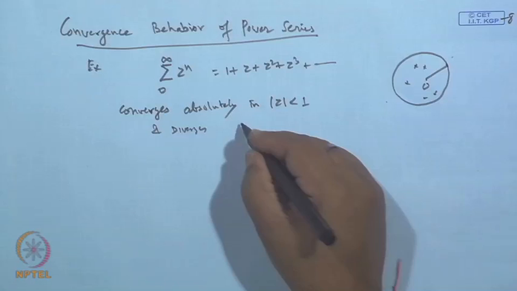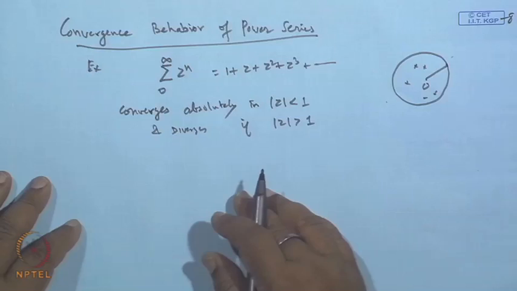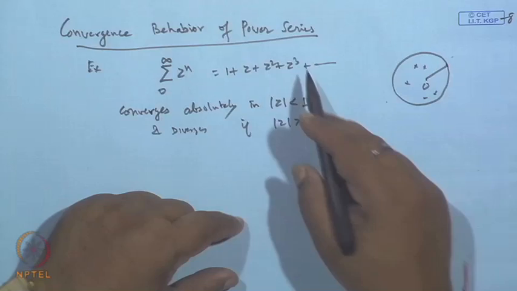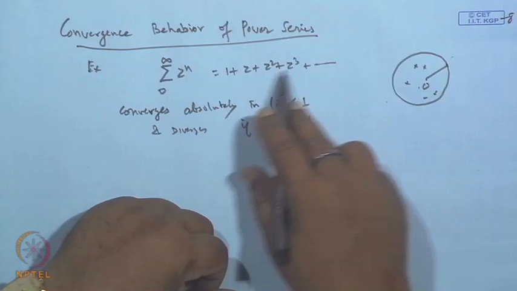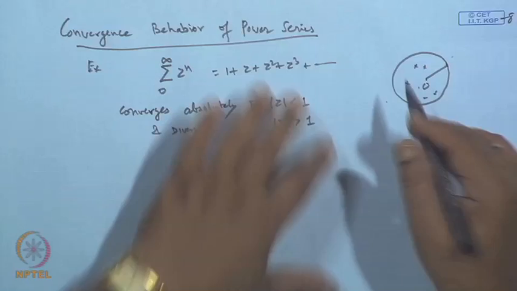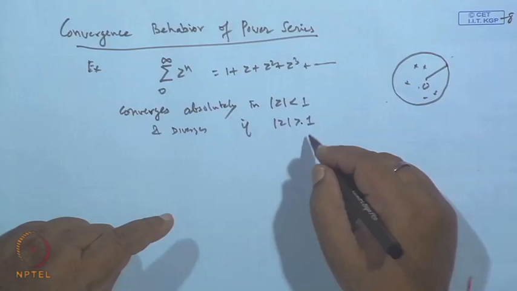Okay. But what about the points on the circumference? When we take a point on the circumference, we cannot say right now what the behavior will be. Say for example, z equal to 1, then it will diverge. If you take z equal to minus 1, then what happens is an alternating plus minus series, so again it will diverge. Okay? So, we cannot say anything about this except when z is equal to 1, what happens there?